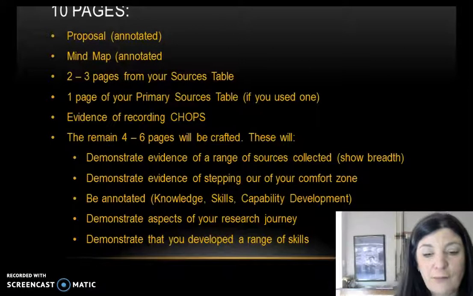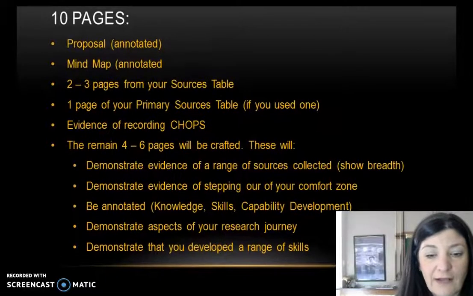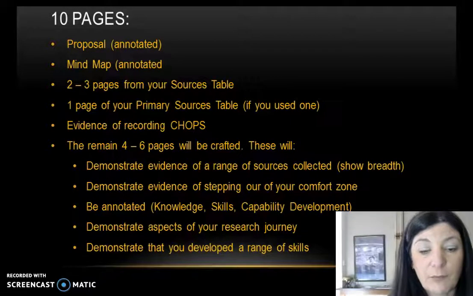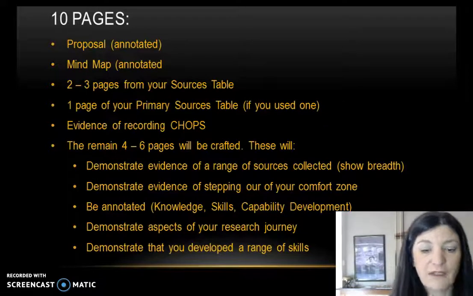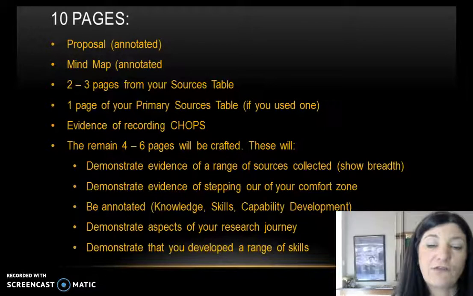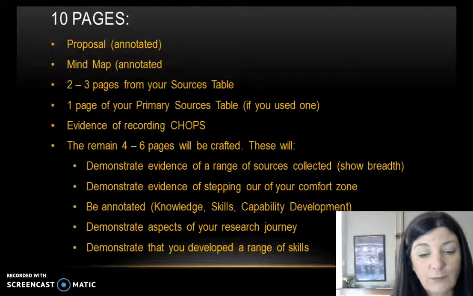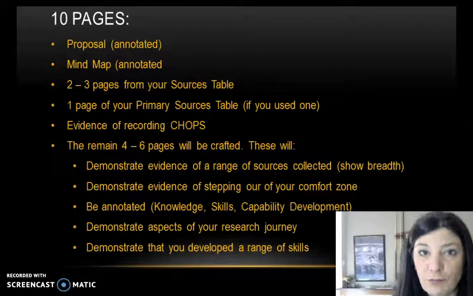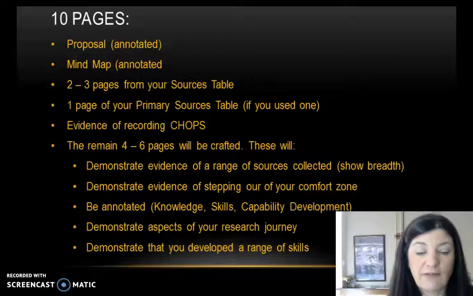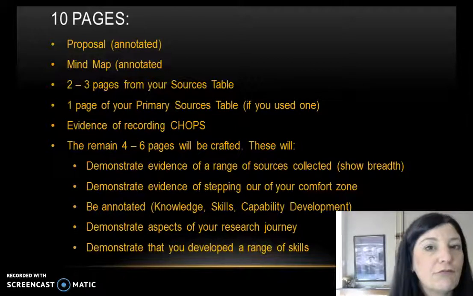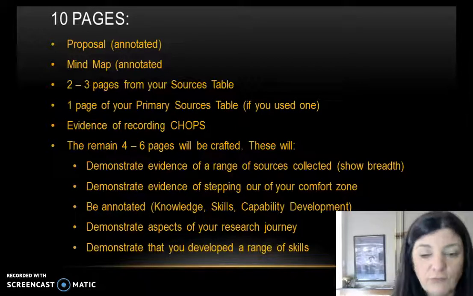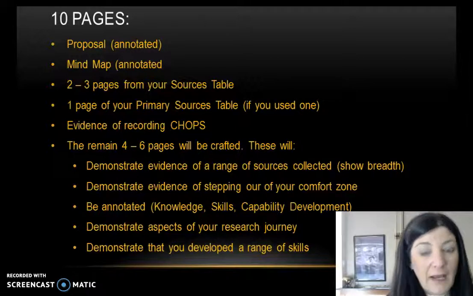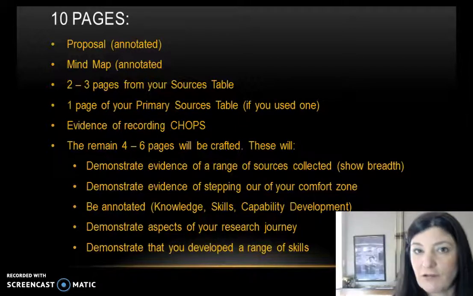So for your 10 pages, we will be looking at having a proposal, which would be annotated, a mind map, which would be annotated, 2 to 3 pages from your sources table, 1 page from your primary sources table if you've used one, evidence of recording your challenges and opportunities over time, evidence of notes, development, refinement of your question over time, and then the remaining 4 to 6 pages will be crafted.